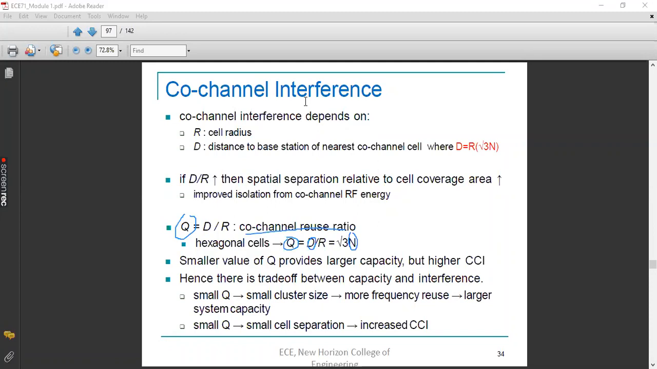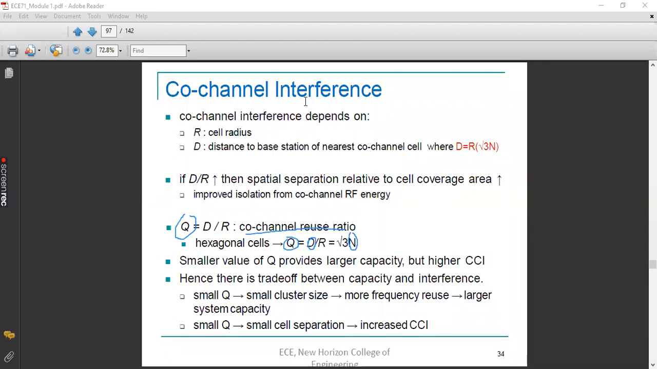So reducing N, what will happen? Reducing N will increase the capacity, because we have come from 12 to 7. Whenever the cluster size comes from 12 to 7, the number of channels available per cell has increased to 1/7, isn't it? If 7 is small, 1/7 is large. If 12 is large, 1/12 is small. So the resources available are different for both cases. Clear? So I want to insist again: if you are trying to increase the capacity, you need to reduce N.